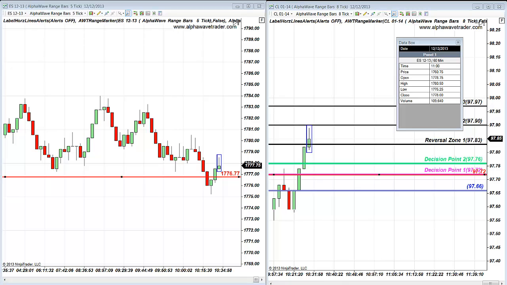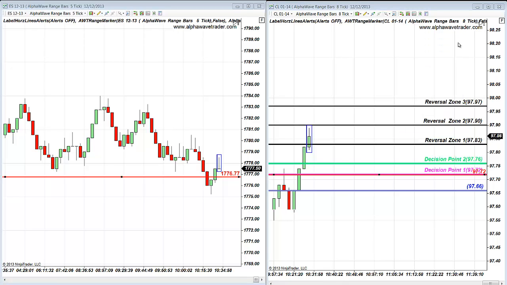Fascinating holiday trading. December 12th is here. Oil trade, they changed, reached the reversal zone. What does a reversal zone mean on range chart? Means trade exhaustion level.